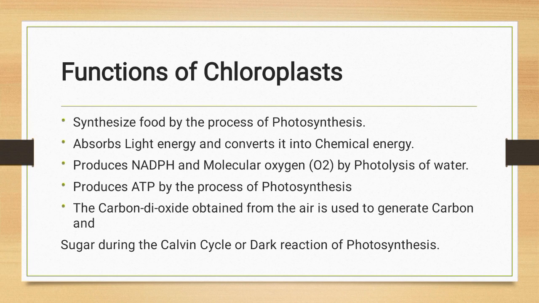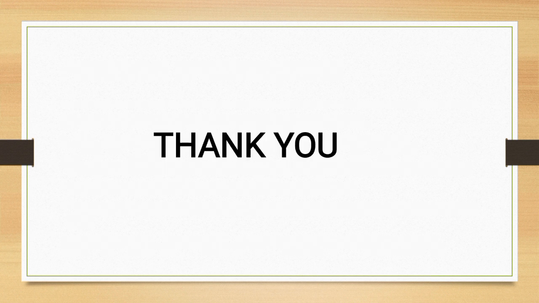The next is function of chloroplast. The major important function of chloroplast is to synthesize the food by the process of photosynthesis. Chloroplast absorbs the light energy and converts it into the chemical energy. Chloroplast produces NADPH and molecular oxygen by the photolysis of water. Chloroplast produces ATP by the process of photosynthesis. The carbon dioxide obtained from the air is used to generate carbon and sugar during the Calvin cycle or dark reaction of the photosynthesis. Thank you.